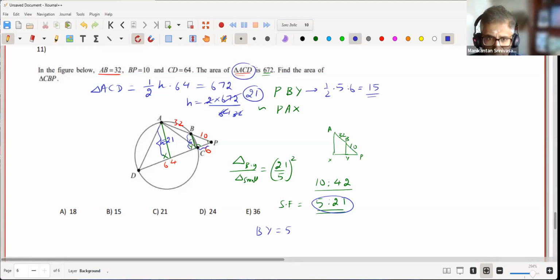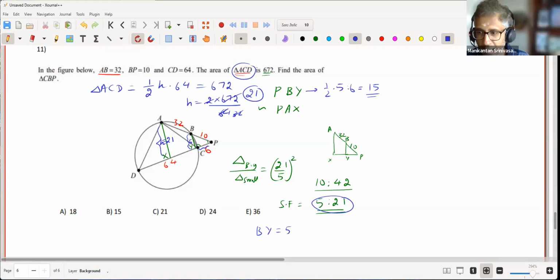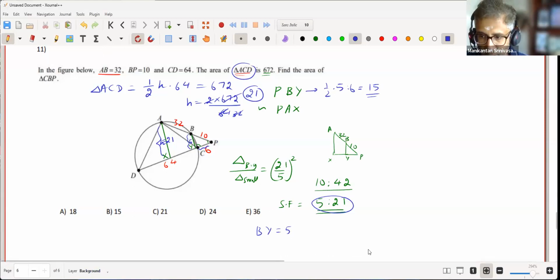Okay, Navya, when you said you got 5, did you mean the height as 5 and did you not complete the area? Yeah, I have to do the last step. I see. Okay, that's unfortunate. All of you otherwise okay? You understood this, Ananya? Okay, cool.